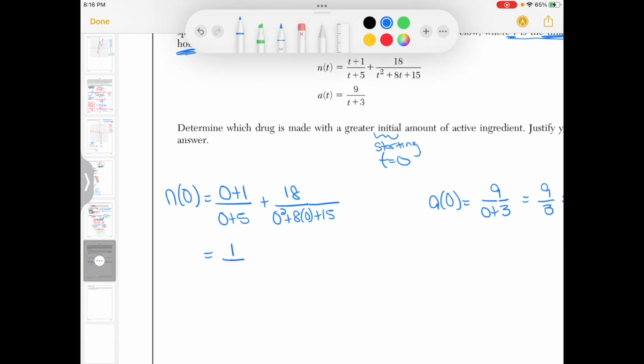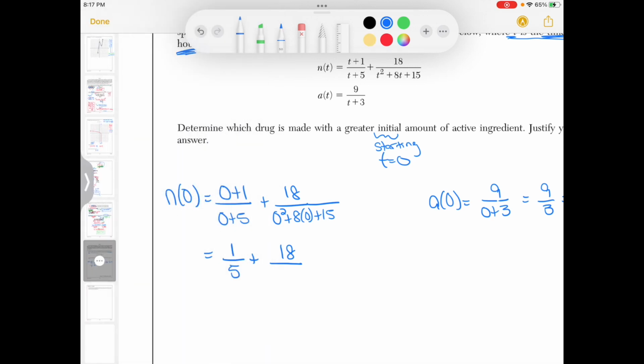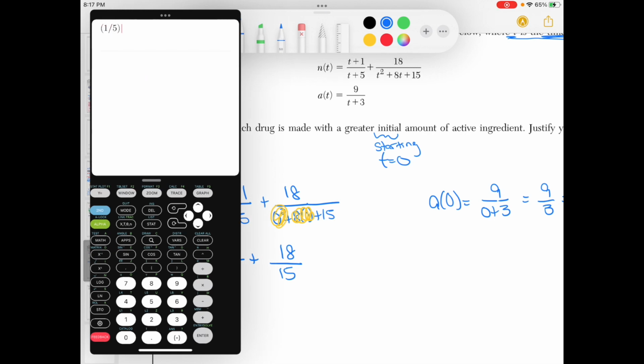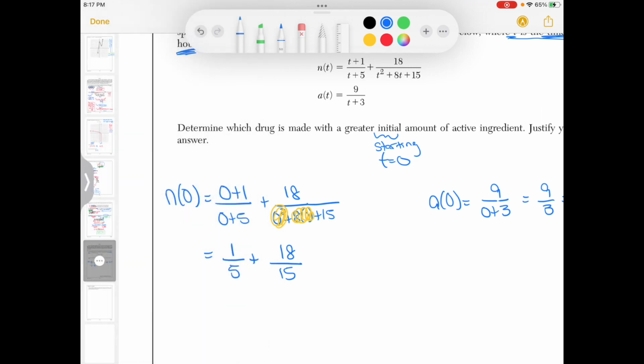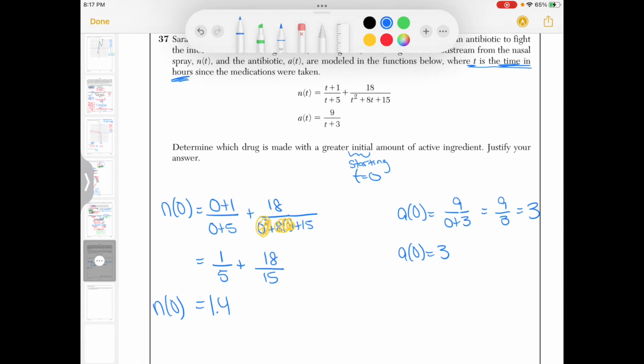Now over here, yuck. 0 plus 1 is 1 over 0 plus 5, which is 5. And this is 18 over, and I'm just going to plug that into my calculator because, again, work smarter, not harder. Actually, no, I'm not going to plug it into my calculator because I just used my brain. 0 squared is 0, plus 8 times 0, which is 0, plus 15 is going to be 15. Now I'm going to plug it into my calculator. So it is 1/5 plus 18 divided by 15. I get 1.4. So N of 0 is 1.4, A of 0 is 3.